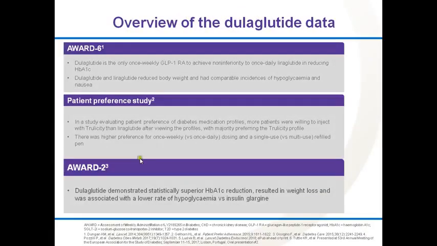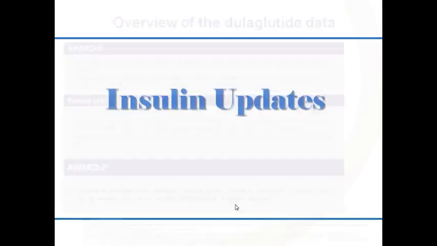So, again, the overview. These are the AWARD studies which are going on. Dulaglutide is once weekly, and it is not inferior to once daily liraglutide. It demonstrates statistically superior HbA1c reduction. It also resulted in weight loss and is associated with a lower rate of hypoglycemia versus insulin glargine.